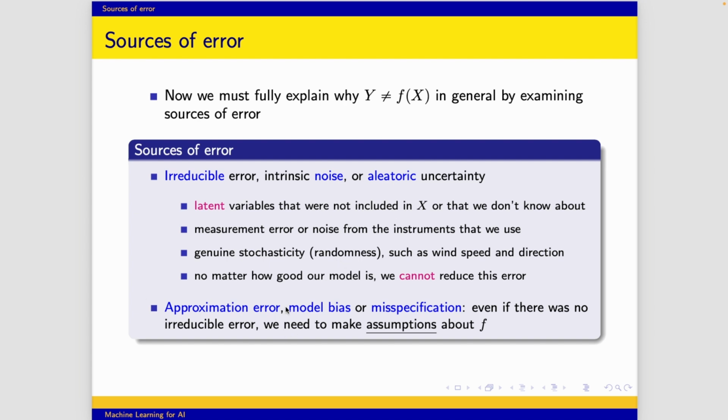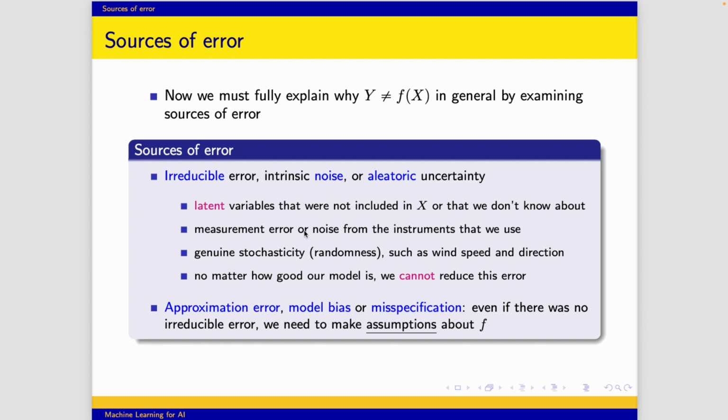Then there's approximation error, or model bias, or misspecification error, as it's sometimes called in different contexts. These are the two main phrases that we use in machine learning: approximation error from a more formal point of view, or model bias more informally. That also has a formal definition, which we'll come to later.